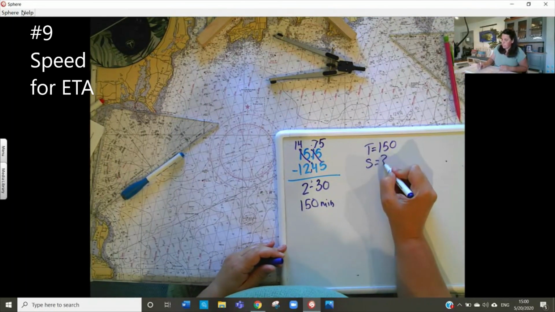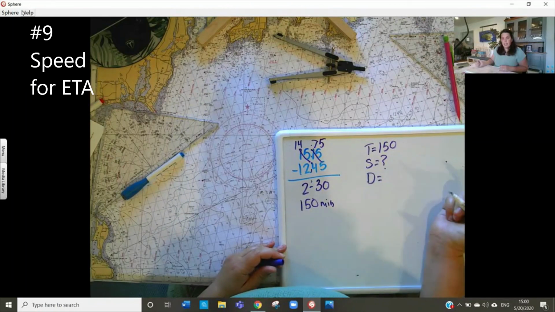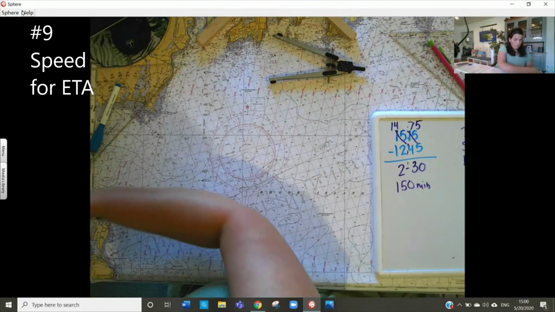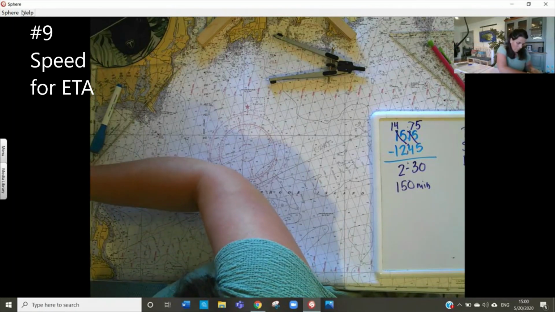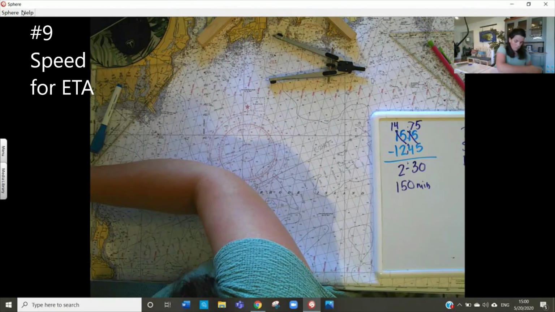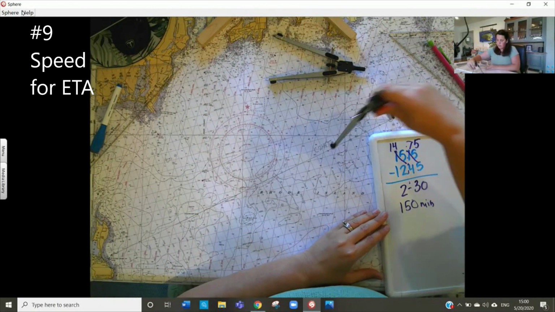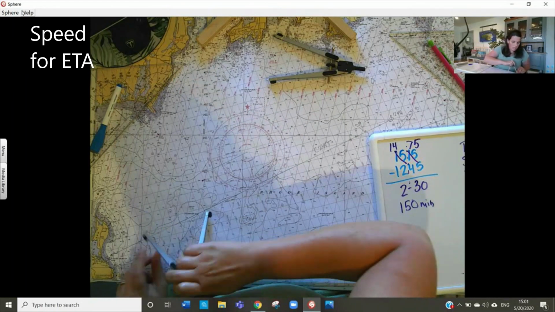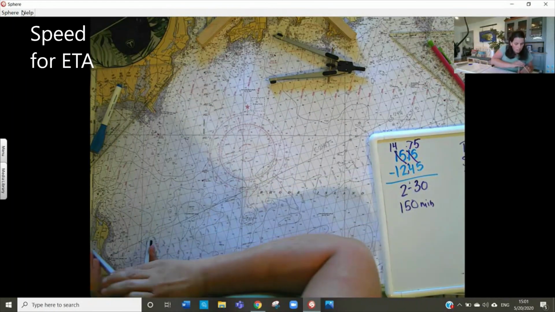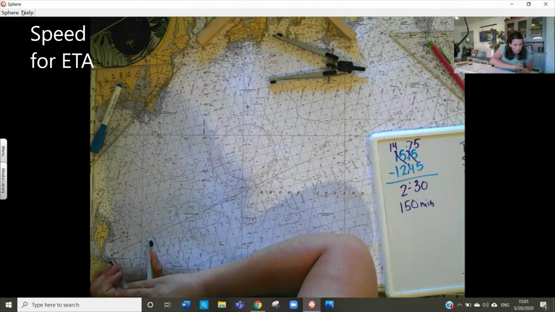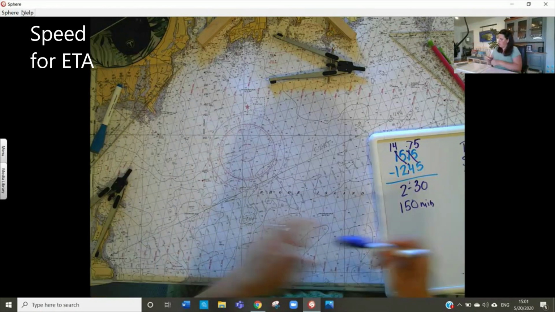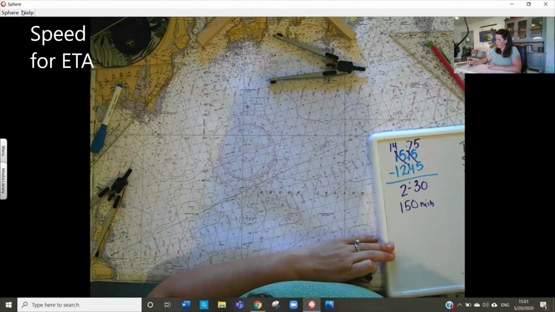My speed is my question mark, and my distance I need to measure. It's a long distance, so I'm going to start with 5. So that's 20. Plus 3.3. So my distance is 23.3 nautical miles.